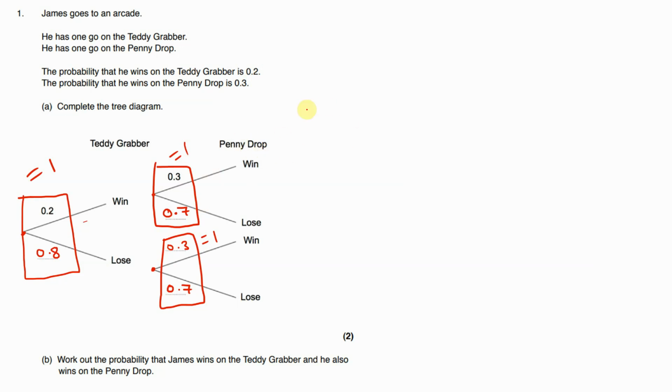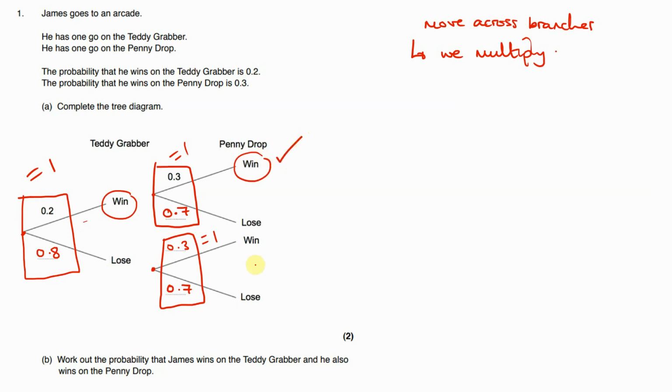The second thing we need to know is when we move across the branches, we multiply. And what I mean by that is, in this second part of the question, work out the probability that James wins the teddy grabber and also wins the penny drop. Well, we would go win and win. So this is the path we want.